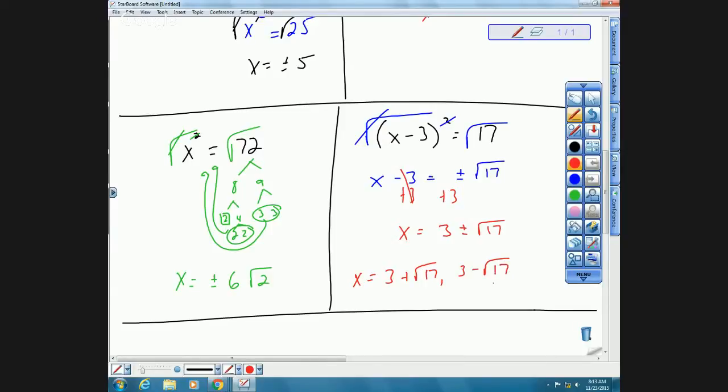Right off the bat, when you square both sides, would you put a plus or minus? Anytime you take the square root inside an equation, you have to put plus or minus. So my math lab doesn't have a plus or minus button, so you do have to write 3 plus the square root of 17 and 3 minus the square root of 17. It's 2 different answers, so it's just separating out plus and minus.